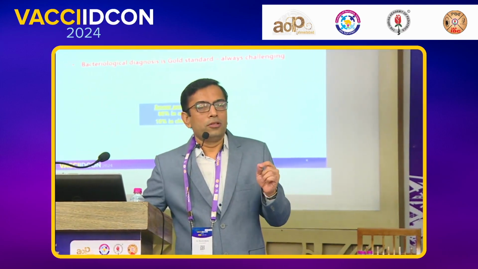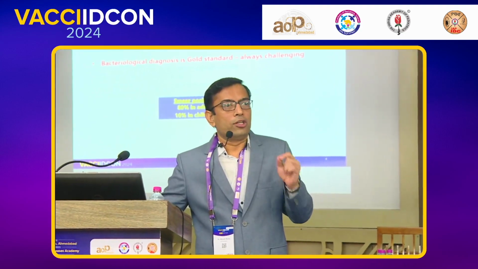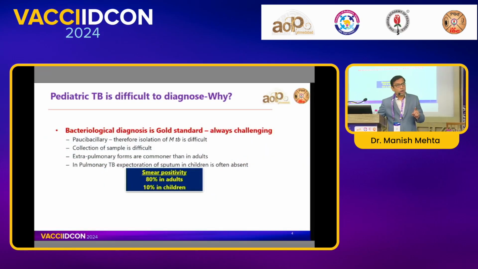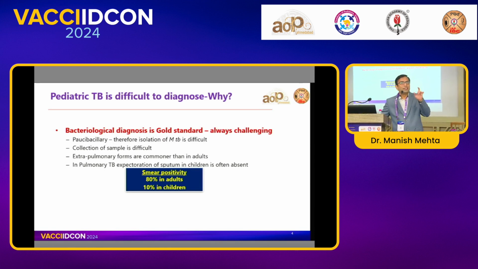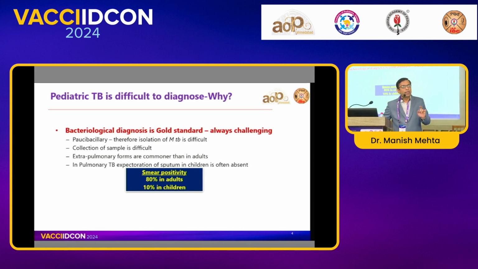weight loss. More than 5% weight loss in the last 3 months, or no weight gain in the last 3 months in spite of good nutritional rehabilitation in a patient with malnutrition. So these are the 3 main criteria, and along with that, history of contact with tuberculosis in the last 2 years.